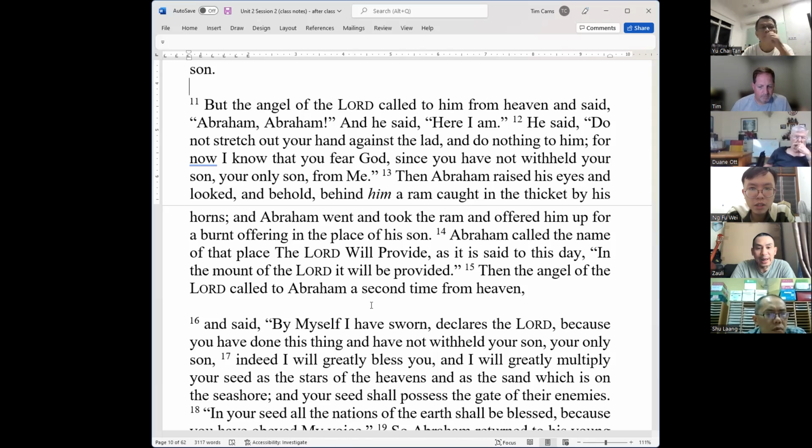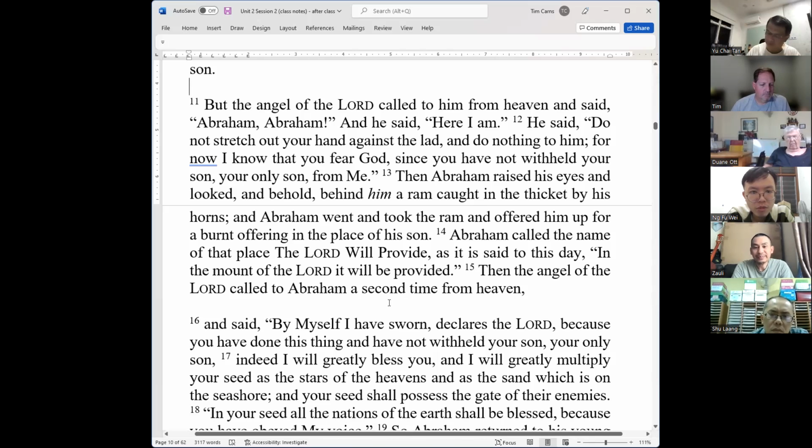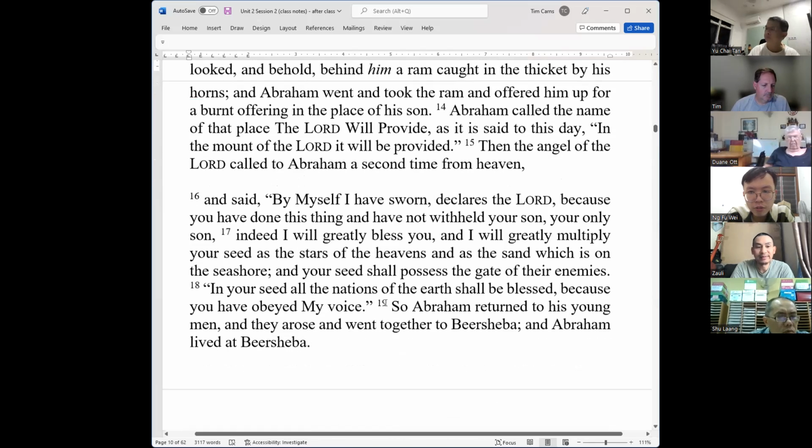And Abraham went and took the ram and offered him up for a burnt offering in the place of his son. Abraham called the name of the place, "The Lord will provide," as it is said to this day, "In the mount of the Lord it will be provided." Then the angel of the Lord called to Abraham a second time from heaven.